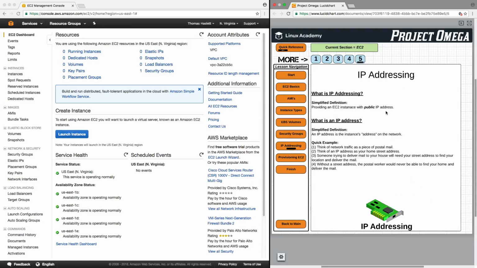So again, quickly, IP addressing is providing an EC2 instance with a public IP address. And always think of an IP address as your EC2 instance's address, or its street address. It is how it is identified, and it is how information is delivered to it on the network.